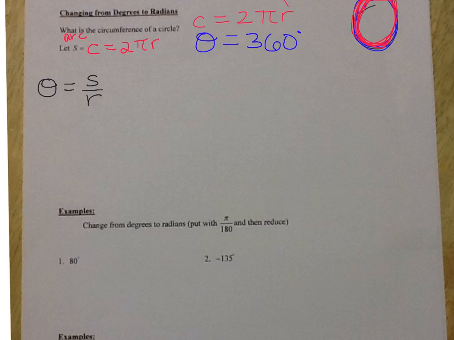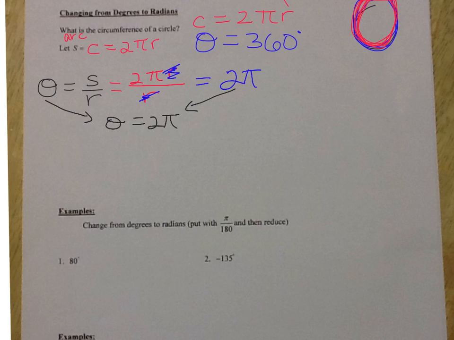All right, now I'm just going to do a substitution. What is my S? Looking up here, S is my circumference, which is 2 pi r. So I'm just doing a substitution. S is 2 pi r over R. So what I could do is cross off the r's. They reduce to 1 and 1. So I'm left with 2 pi. Therefore, theta is equal to 2 pi.